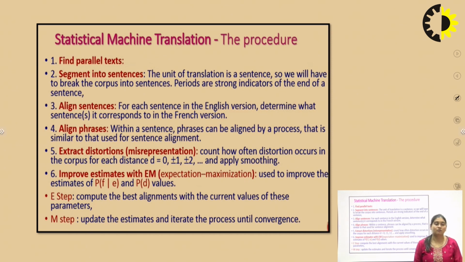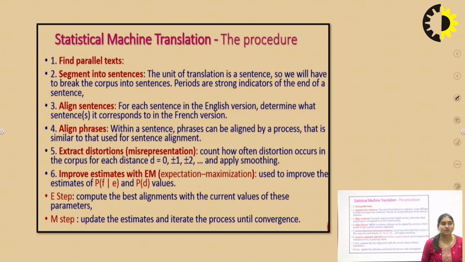And then we have to find the distortion, or you can say D. So we count how often the distortion occurs in the corpus for each distance, which can be represented by values. It can be 0 if there is no movement. It can be +1. It can be -1. So the value can be positive, negative, or 0 based on the movement or the distortion. And then we have to apply smoothing to correct that.